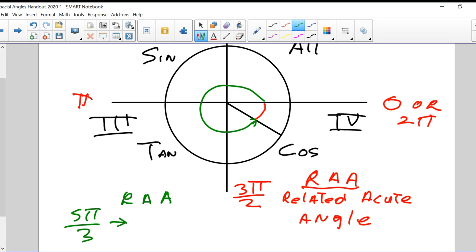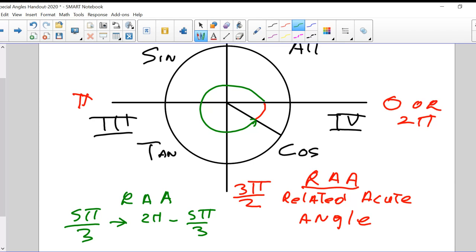What is the RAA there? Can anybody help me out with that? I'll give you a bit of a rule of thumb about that, but I want to see if anybody can figure out first what that angle is that's going to get me back to the x-axis. Nobody? It's pi over 3. One way for me to get that is to take the 2 pi, which is a full rotation, and subtract the 5 pi over 3 from that.